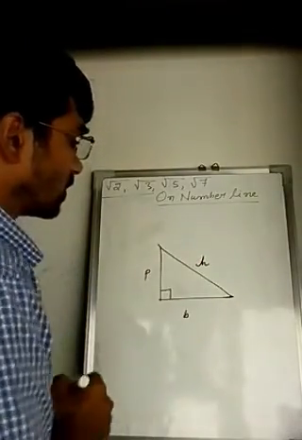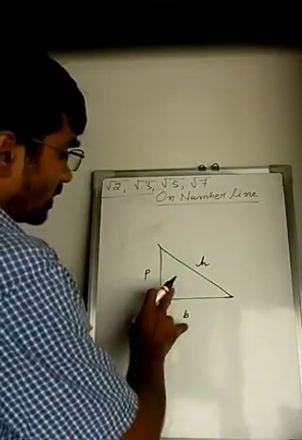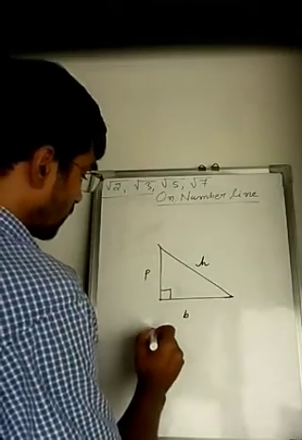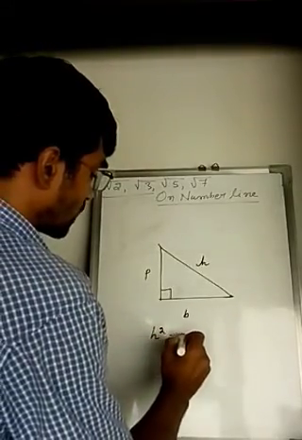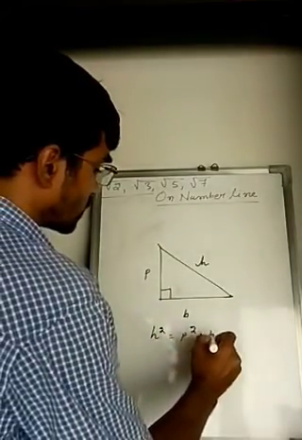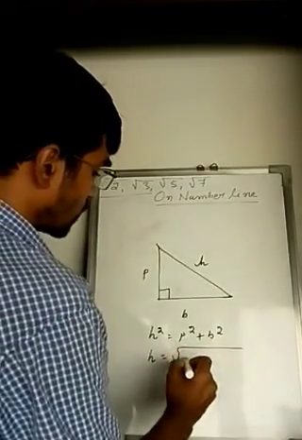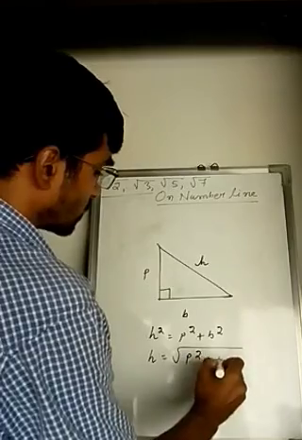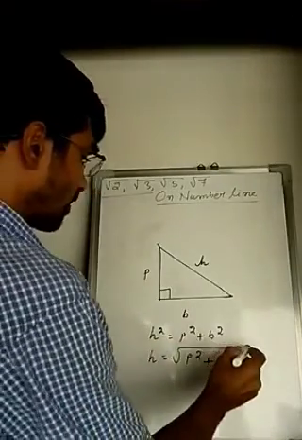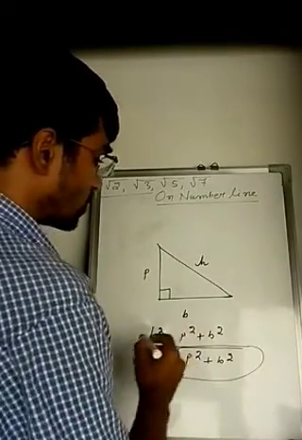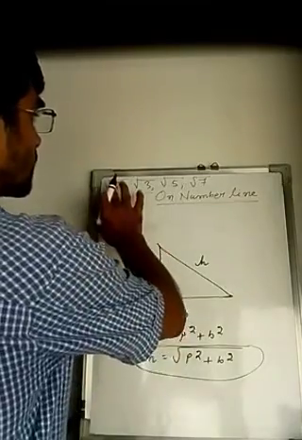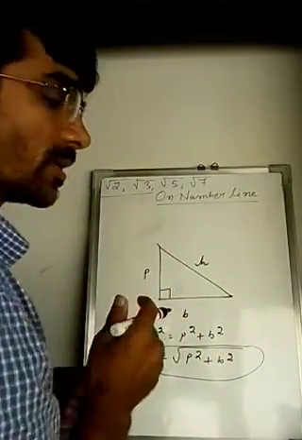The side opposite to the 90 degree is called what? Hypotenuse. According to Pythagoras theorem, h square equals p square plus b square. Then h equals the square root of p square plus b square. So by applying this formula or theorem, we can represent root 2, root 3, root 5 on the number line.